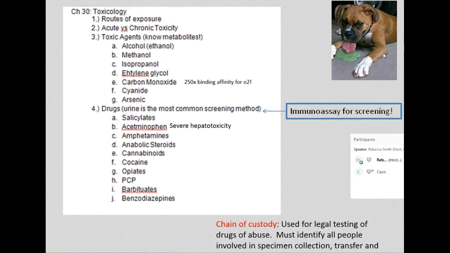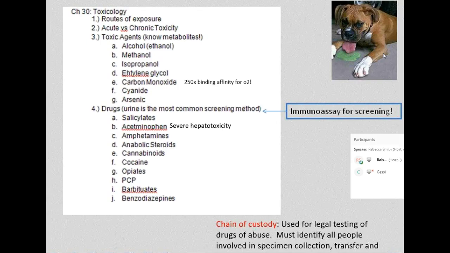Next are the drugs and drugs of abuse. So with these drugs, usually we use urine as a screening method. Okay, immunoassay is used on urine for screening. Now, if they want to do a confirmation test, we do something called GC mass spec.